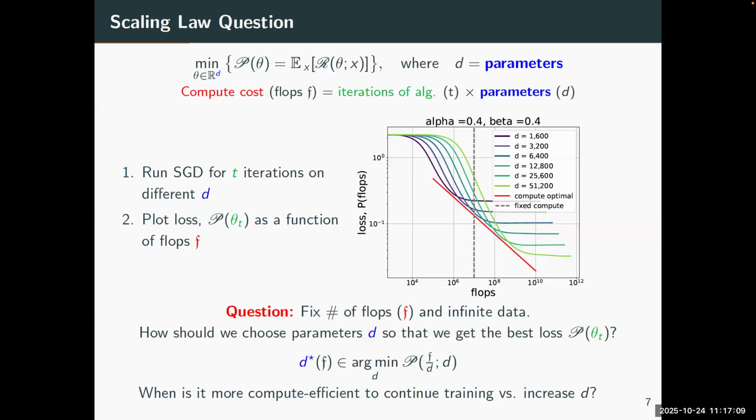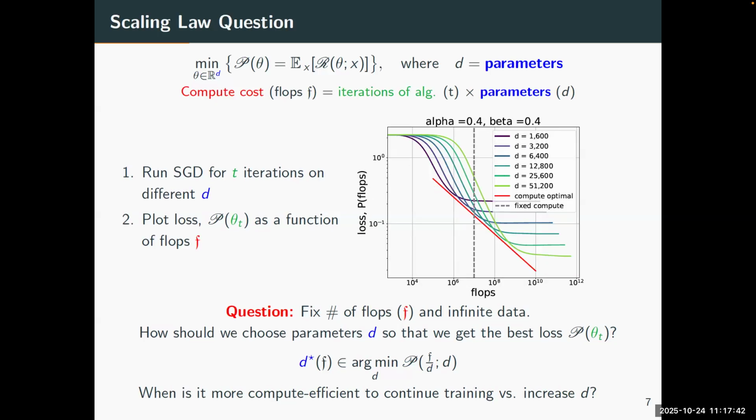You can think about what's going on here. This is constrained in some sense by the expressivity of the model, its capacity. What you should have done is run your algorithm until you reach stationarity, this limiting value. Once you reach that, if you had continued training, you're just being wasteful because you're not improving the loss at all. You should be better off increasing D. When we do this for every flop, we call this line the compute curve.